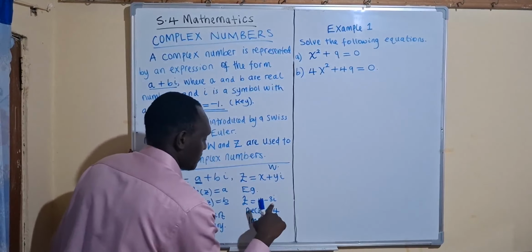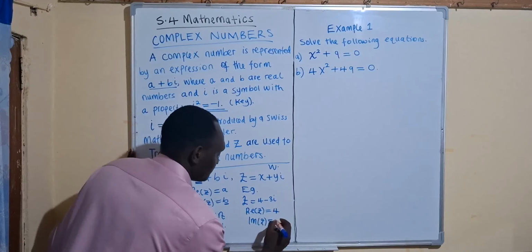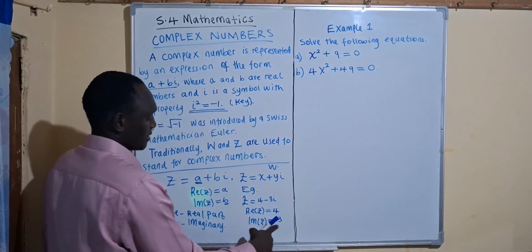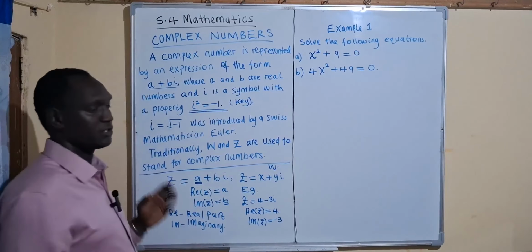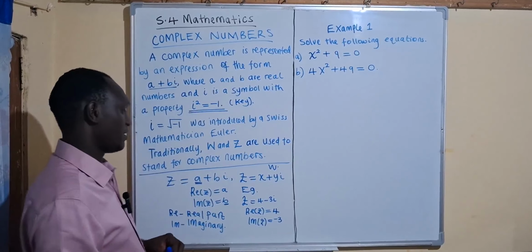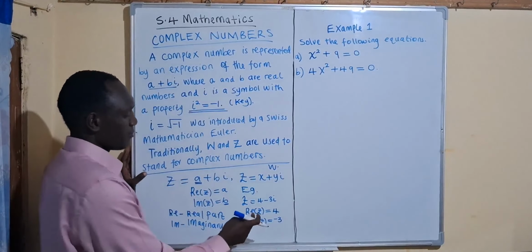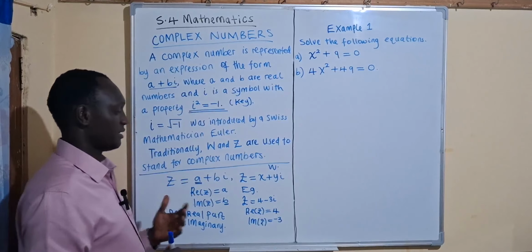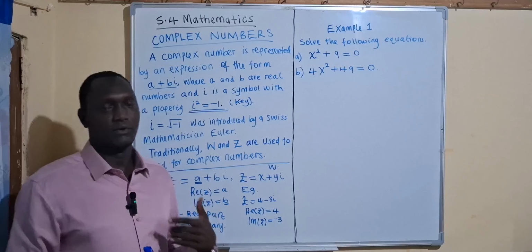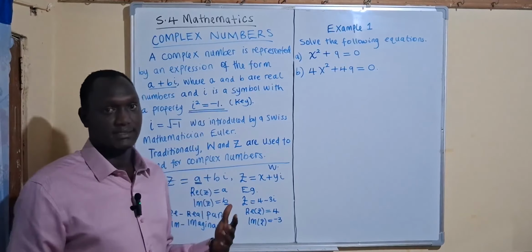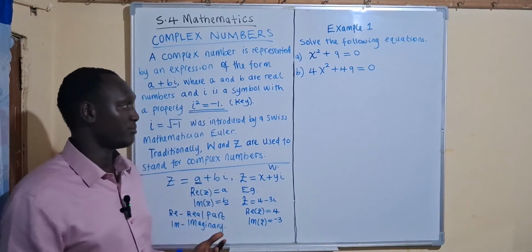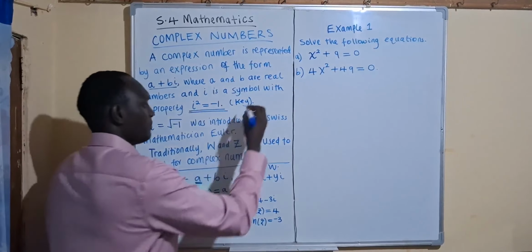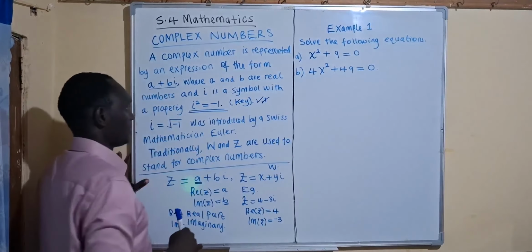The sign before this number is negative, and the number is 3. Both 4 and -3 are real numbers, but this one is the imaginary part. Both the real and the imaginary parts can be negative or positive. It is not a must that the imaginary part is always negative or always positive. It depends. So this is the brief introduction to it. But keep in mind this property is very, very vital, very important.